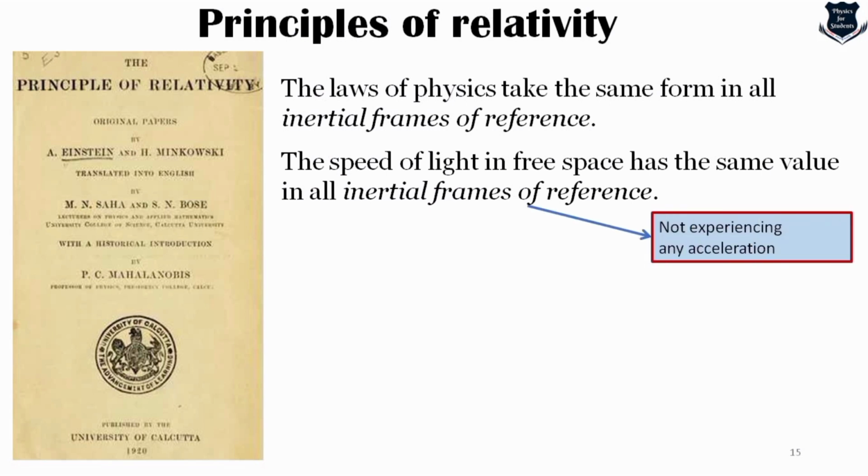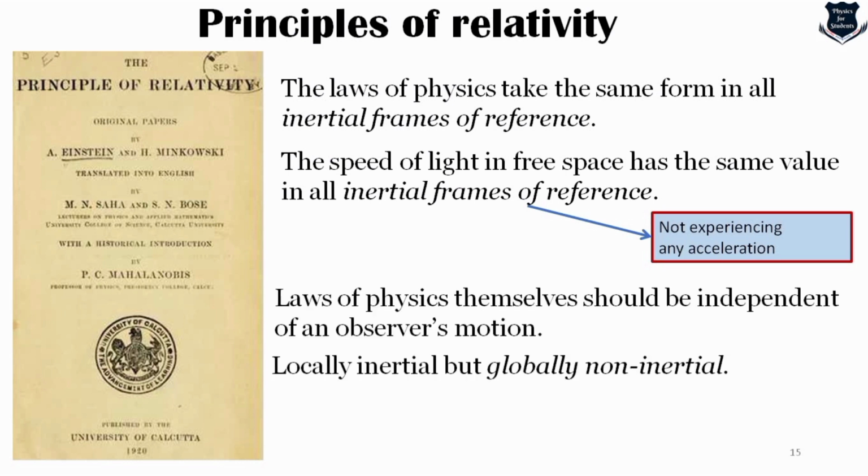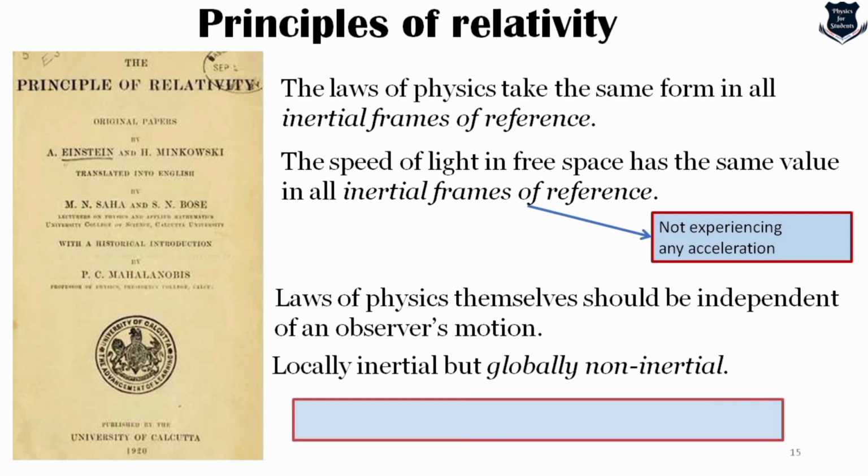This one, an inertial frame of reference, is something which does not experience any acceleration. This was earlier. Now what we are doing is trying to find out the laws of physics that should be independent of any observer's motion. That means locally inertial but globally non-inertial. That means general relativity, which is an advancement of special relativity, will have a postulate which will experience acceleration, and it will be a non-inertial frame.